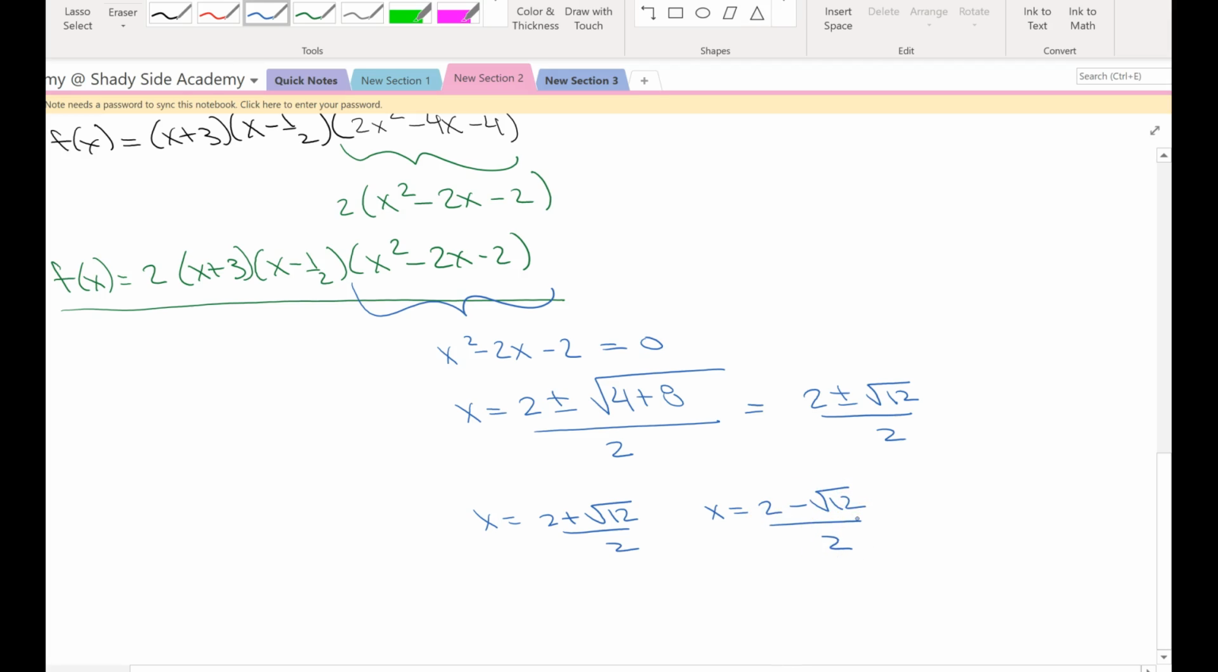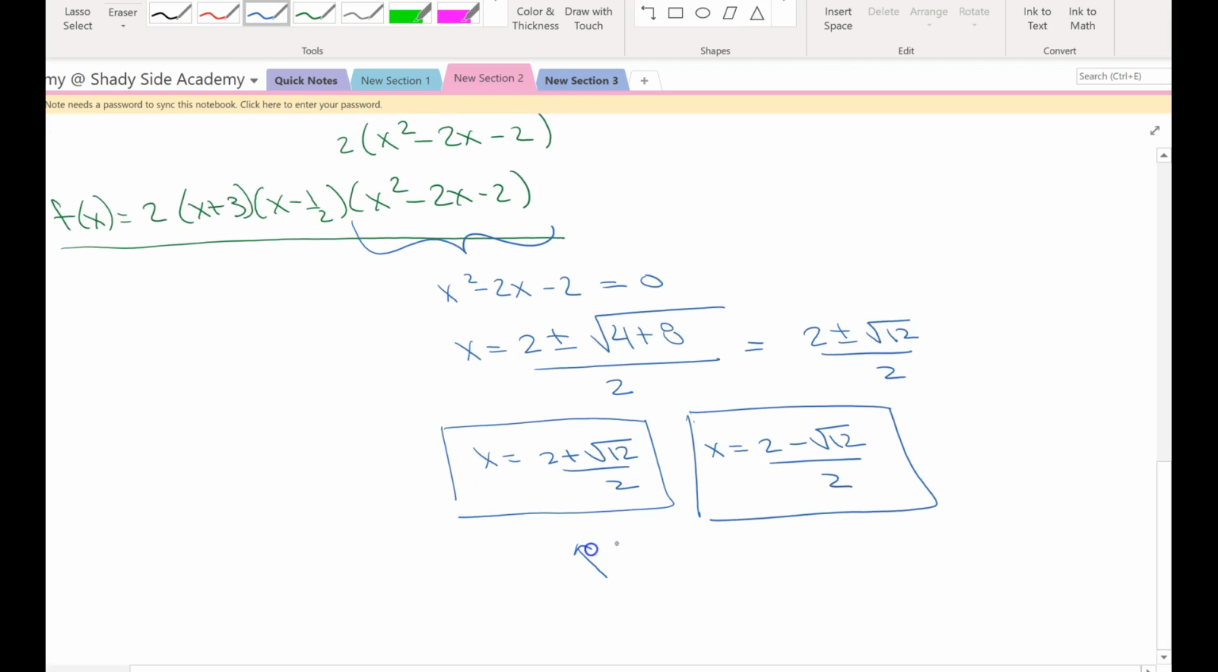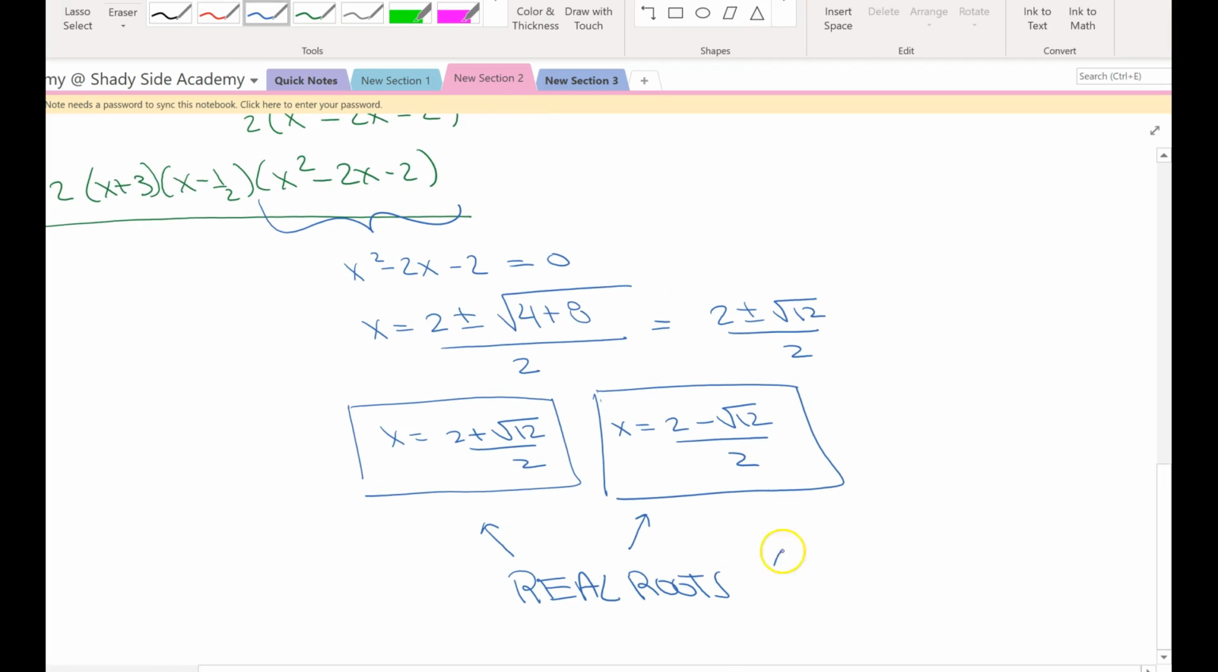I'd like to ask you all a question. Are these two roots unreal or are they real? No, these are very much real. These are absolutely real. They are real numbers. They are real roots. They happen to be irrational, but irrational we can deal with, okay?